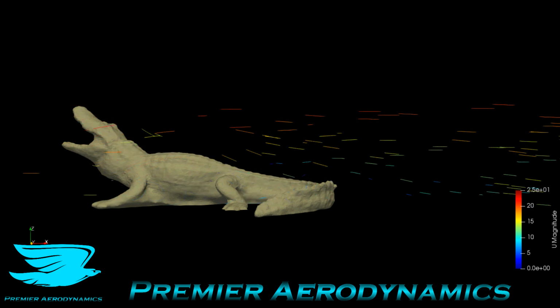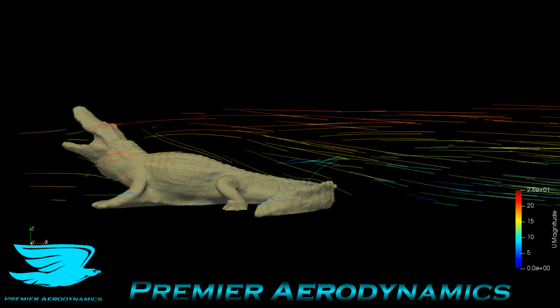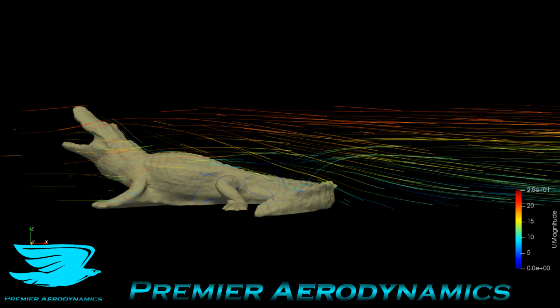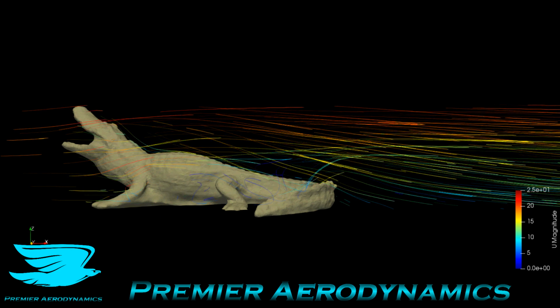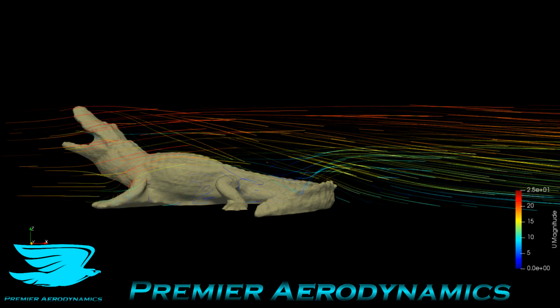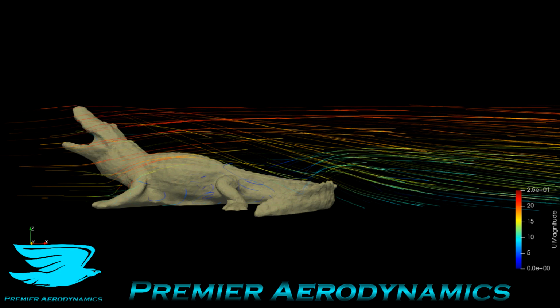Look at the streamlines that hit the tail, and they pop up so aggressively. So that's not aerodynamic. If the tail was straighter, it'd be more aerodynamic. And also probably if the alligator could put its legs more down on the ground and not pop them up so much, that'd be good too.